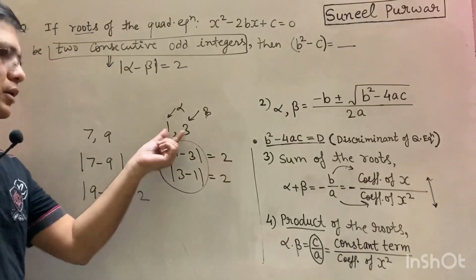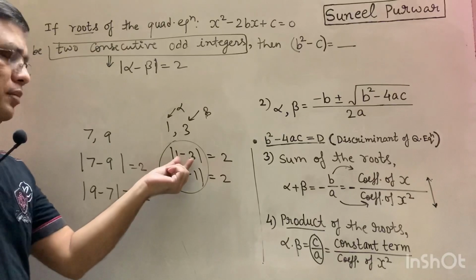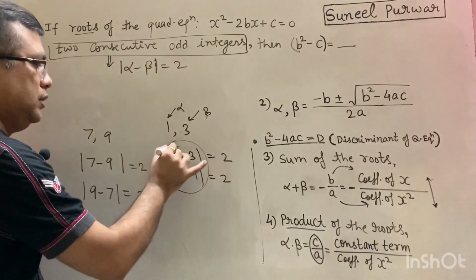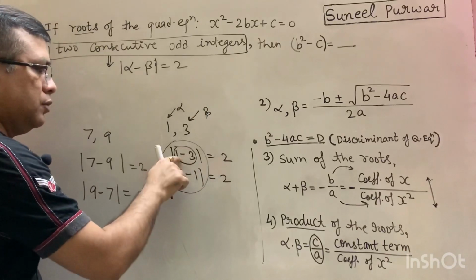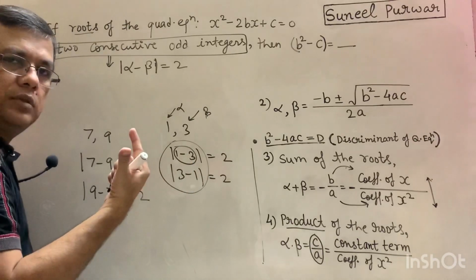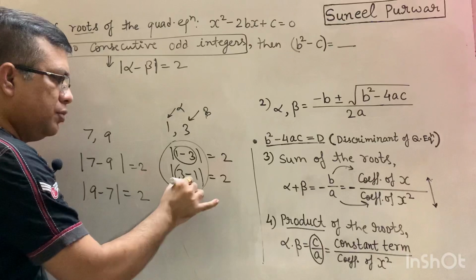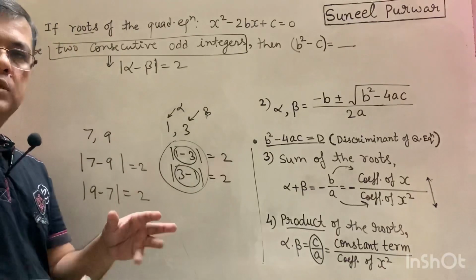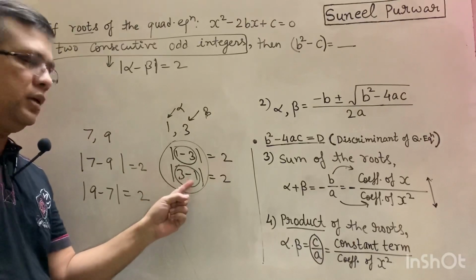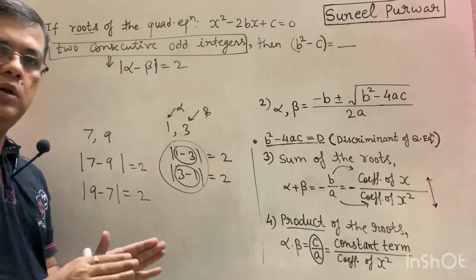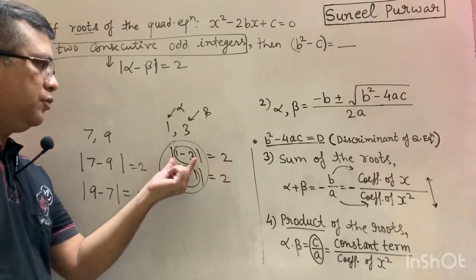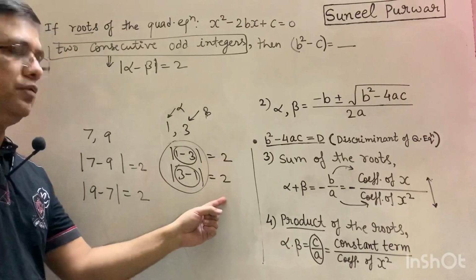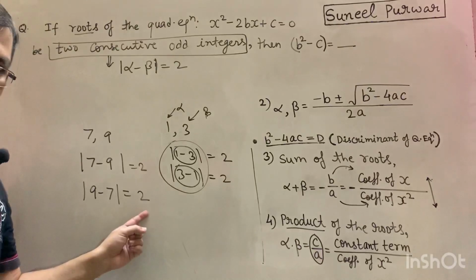So, why are we using modulus? Because in one case, the difference will be minus 2. In the other case, the difference will be plus 2. When you do smaller root minus bigger root, the difference is minus 2. And when you do bigger root minus smaller root, the value is 2. So, to remove this difference, once we are getting minus 2, another time plus 2, we are using mod. Because whether you find mod of minus 2 or mod of plus 2, in both cases that value will be 2. I have shown you here as well.